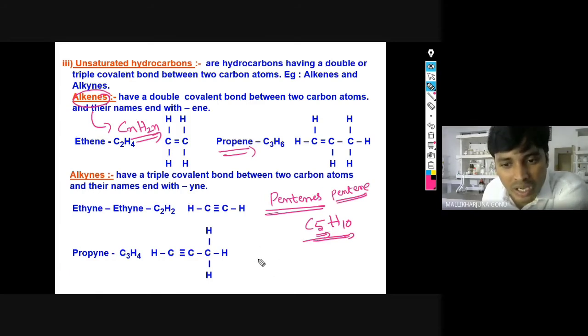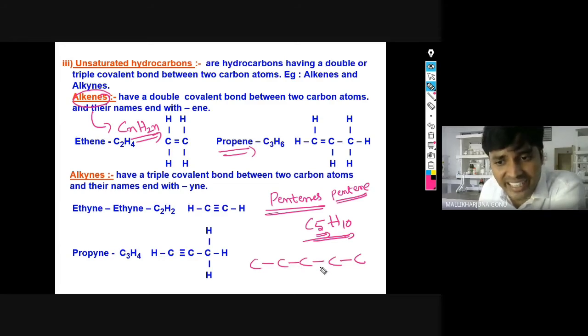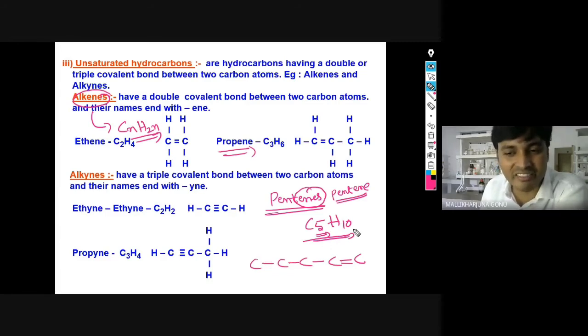Now what you have to do? How to write this one? Carbon 1, 2, 3, 4, 5. Now the double bond you don't put just anywhere. You put it at the terminal carbon. Don't get confused about where to put. In different places also it can come, which you will study in higher studies. Now you have to put it at the terminal place. Pentene, since ENE is coming, I am putting the double bond. Now you have to make sure that all carbons are having 4 bonds. That's it. You have to adjust with the hydrogens.